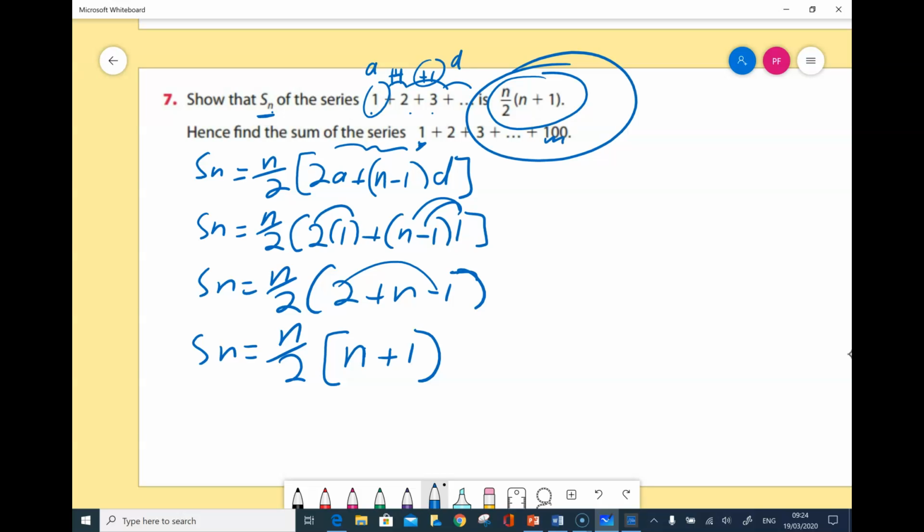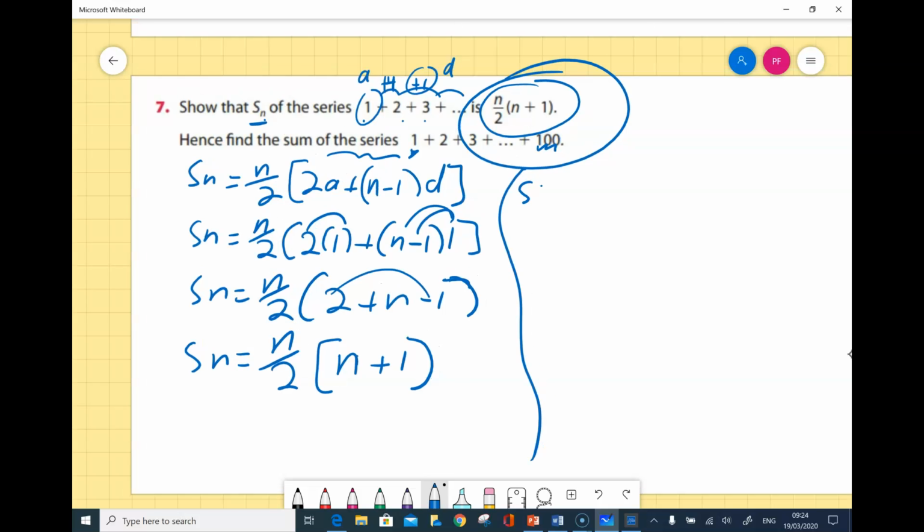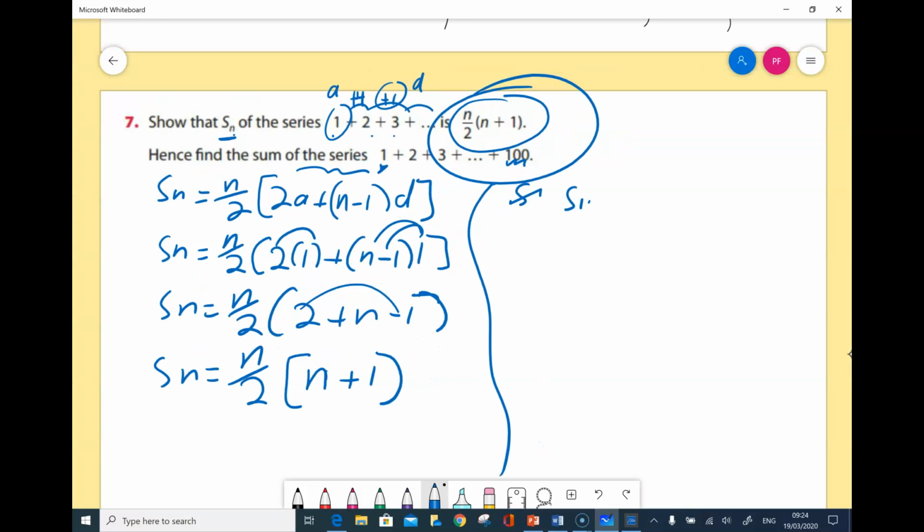Hence, find the sum of the series 1 to 100. So they want me to add up all the numbers 1 to 100. And because it's going up in 1s to 100, I know there's 100 numbers. So they're asking me for S100. Okay. So I just found Sn. It's n over 2 times n plus 1. So if they're asking me to add up S100, I'm just putting 100 in for n.